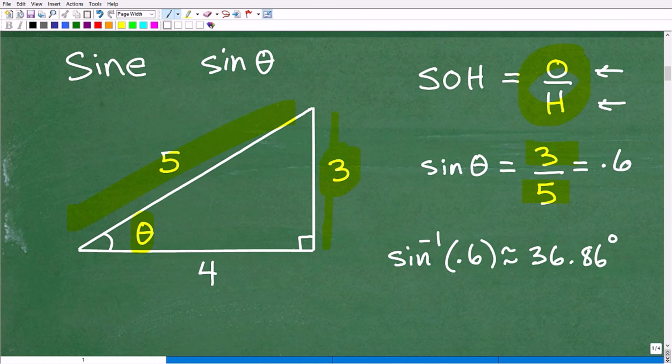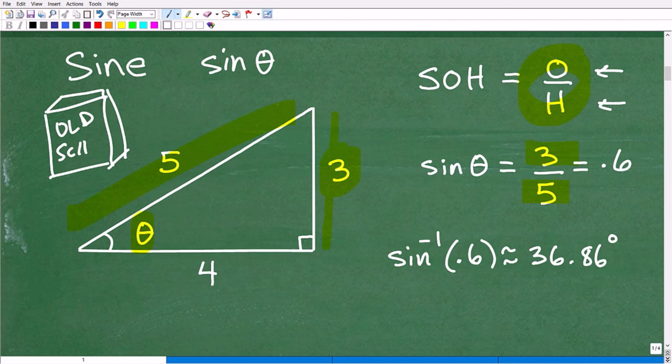At this point, here's where we need the assistance of a calculator or a textbook. Now, a textbook, back in the good old days, when I was going to school decades and decades ago, you would have these old school trig books. They were the best.